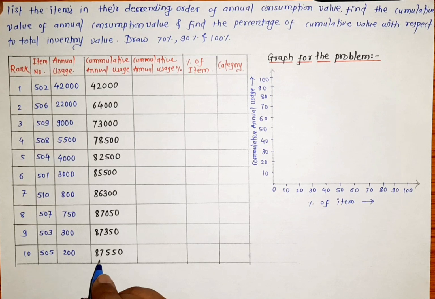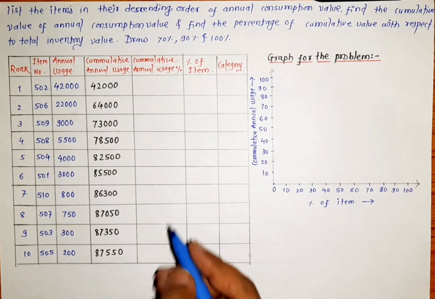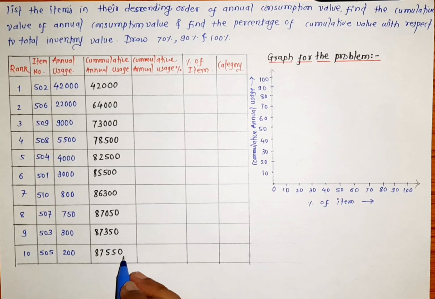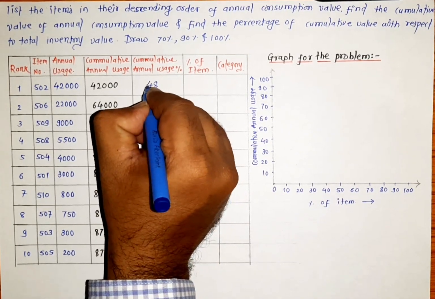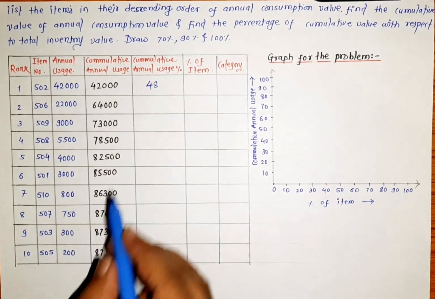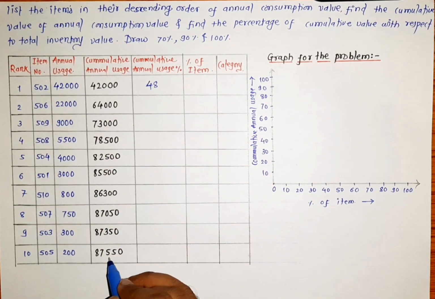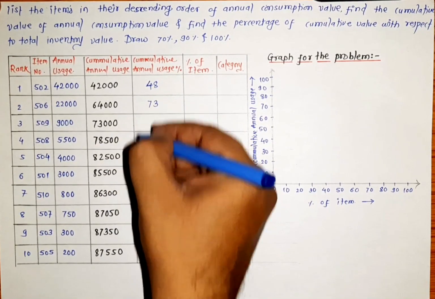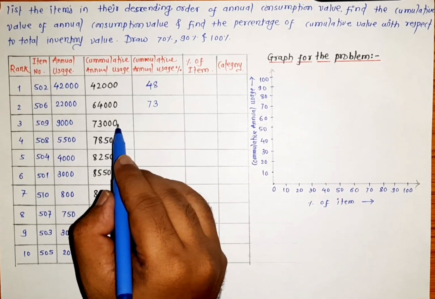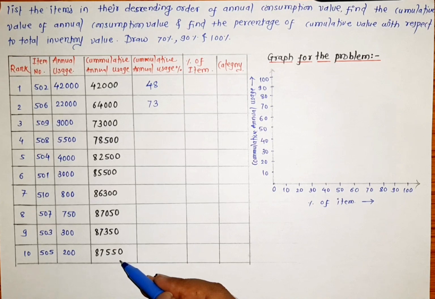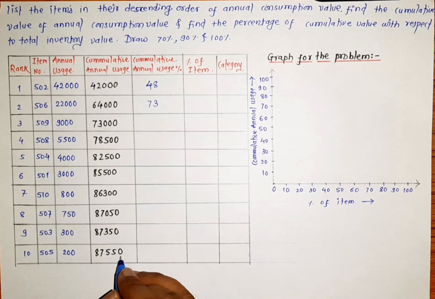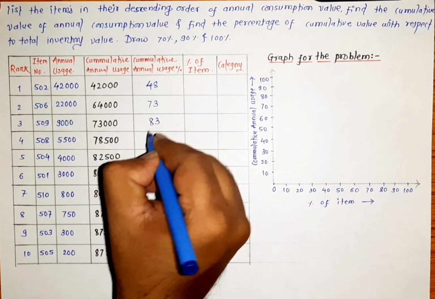So total is 87,550, maximum annual consumption. Just we have to make it percentage, that is 42,000 divided by 87,550, which it will be 48%. 64,000 divided by 87,550, it will be 73%. Parallelly we have to do, that means cumulative annual usage divided by total, that is maximum annual usage. 73,000 divided by 87,550, it will be 83%.